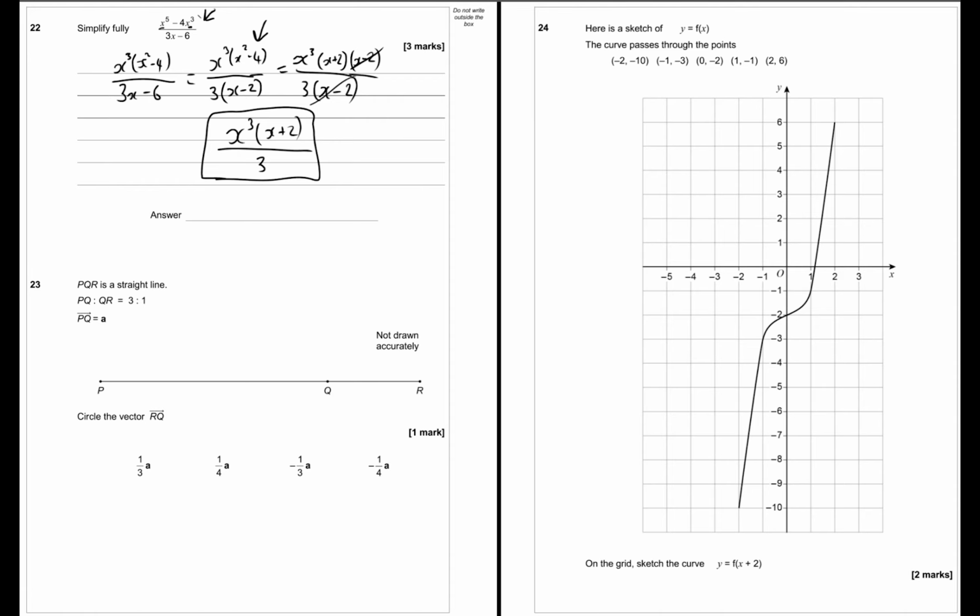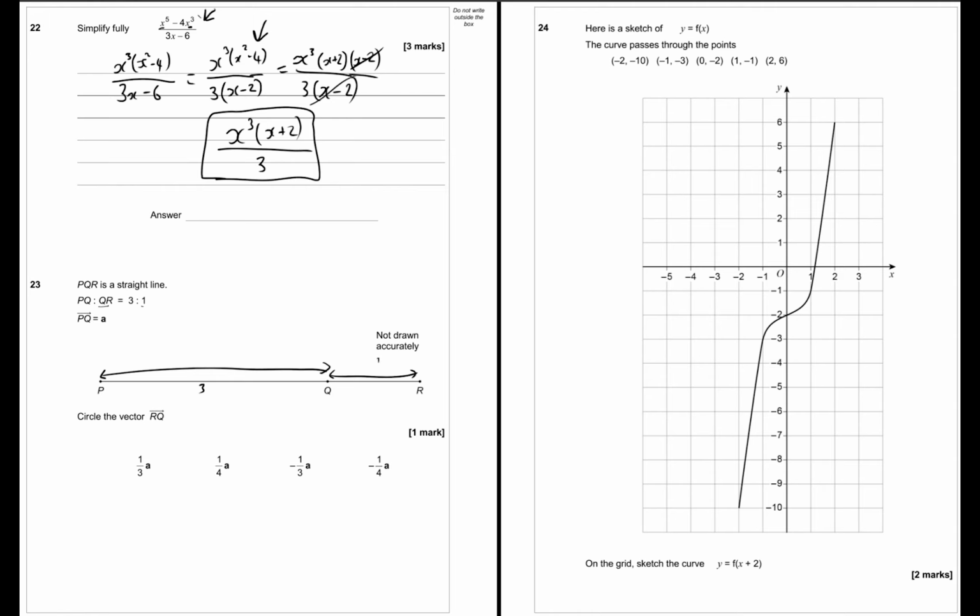Question 23. PQR is a straight line. PQ to QR, the ratio between these two is 3:1. So P to Q is 3, Q to R is 1. So we know P to Q, this from here to here is 3, and Q to R is going to be 1.